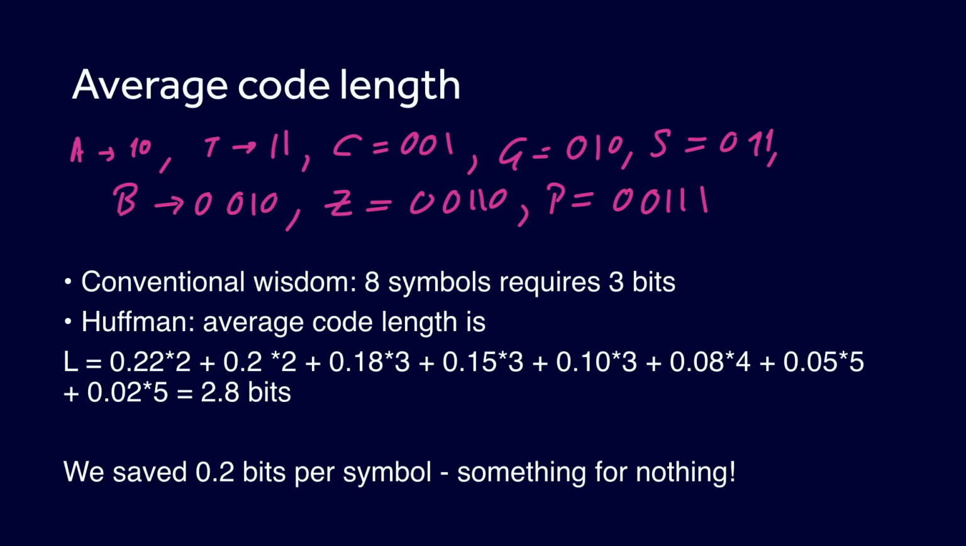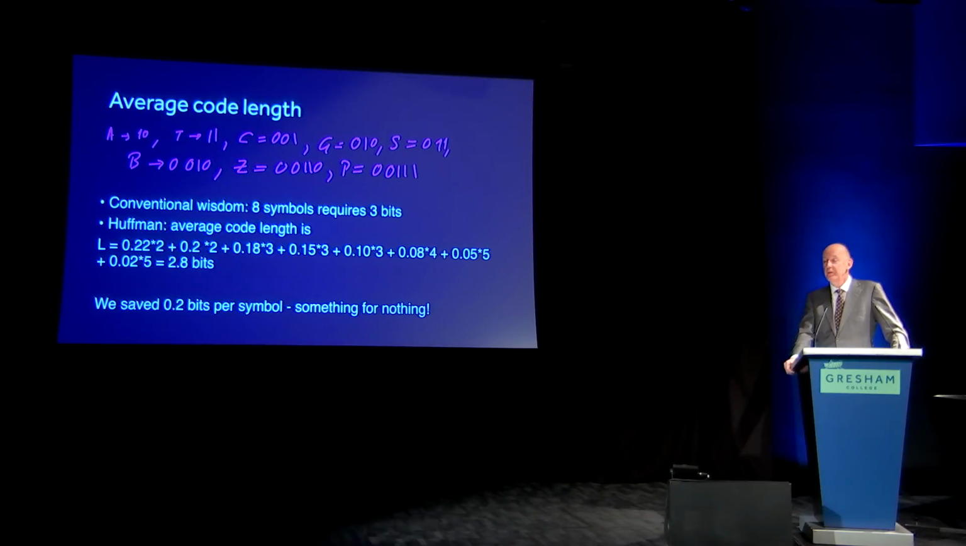But now with Huffman coding, it's a bit more complicated to work out the average length, but what we'll do is we'll just multiply those probabilities by the length of the code. So the letter A had a probability of 0.22. It has 2 bits, so we have 0.22 times 2. The letter T had a probability of 0.2. That also has 2 bits. So you work out that average, and in this case, it works out at about 2.8 bits.